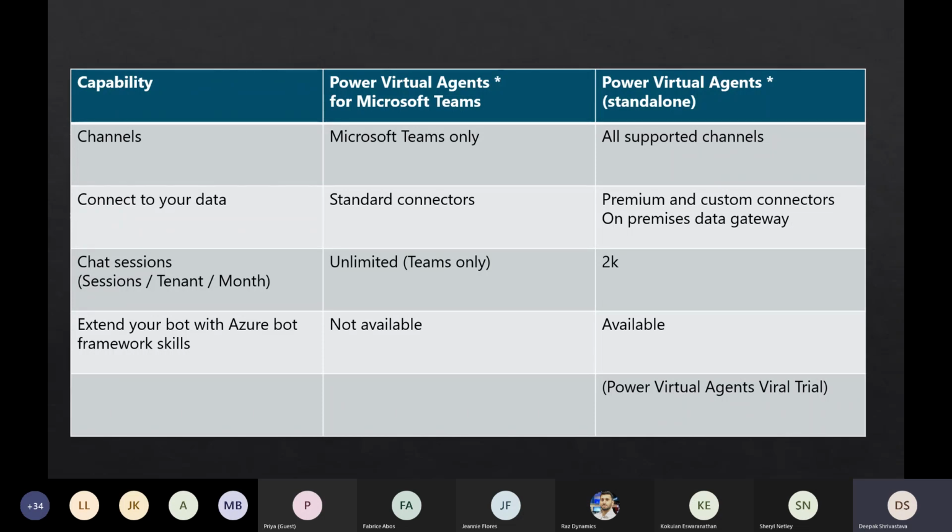And the last one, extending your bot capability with Azure Bot Framework. I don't know if you guys know, but these bots that we are talking about, Power Virtual Agent, are a subset of the bigger, more complex Azure Bot Framework. If you want to extend the functionality that you're creating in Power Virtual Agent using the Azure Bot Framework, in Microsoft Teams it's not available. You can't do that, but in Virtual Agent standalone, you can.